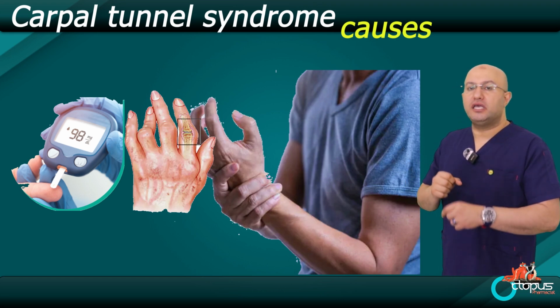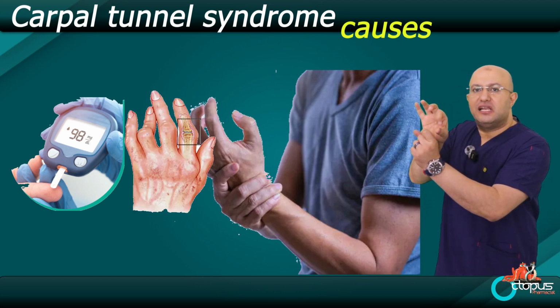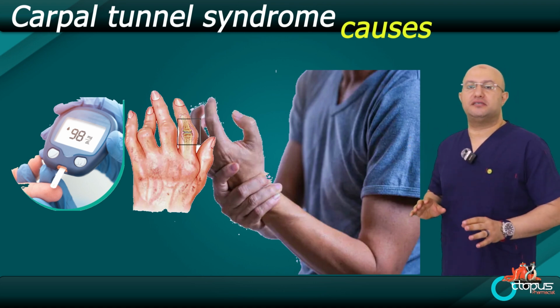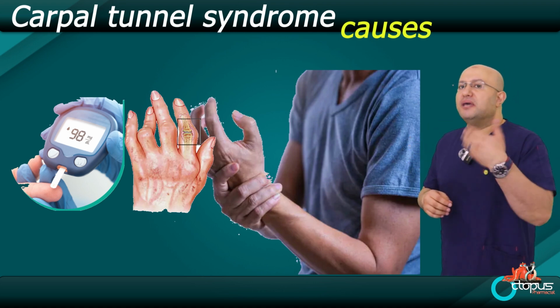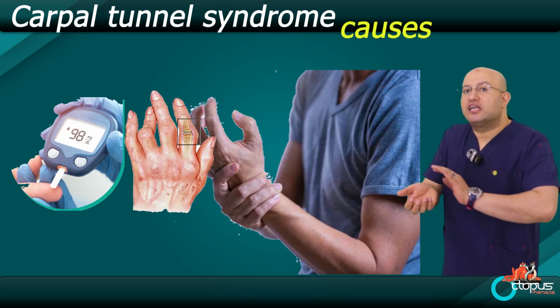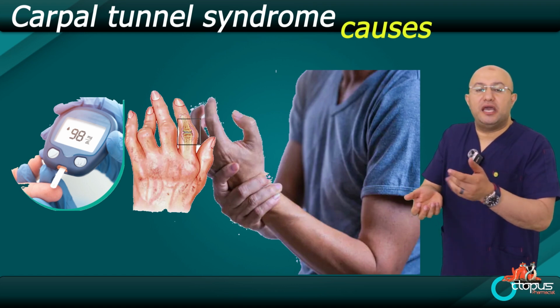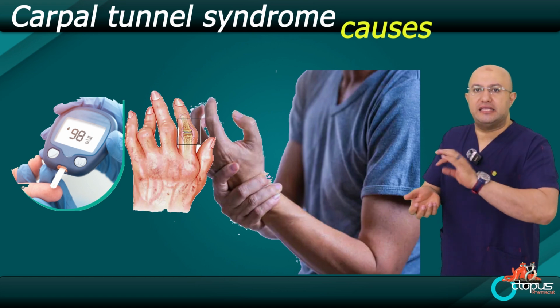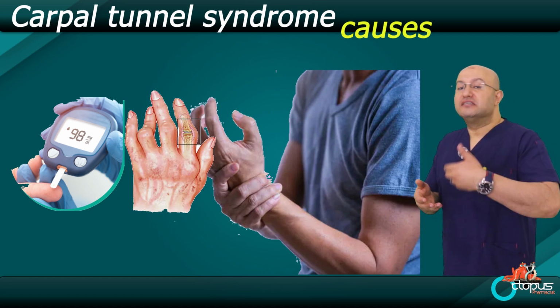system attacks the wrist joint, leading to inflammation, fluid retention, and swelling, which narrows the carpal tunnel. Diabetes mellitus causes chronic nerve inflammation, diabetic neuropathy, exacerbating symptoms such as tingling, numbness, and pain.